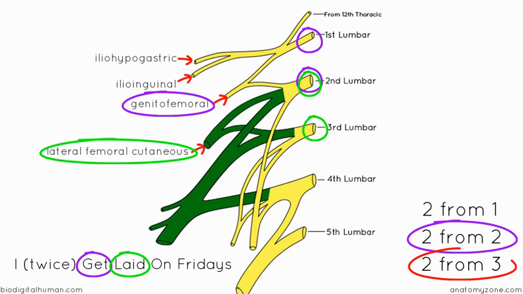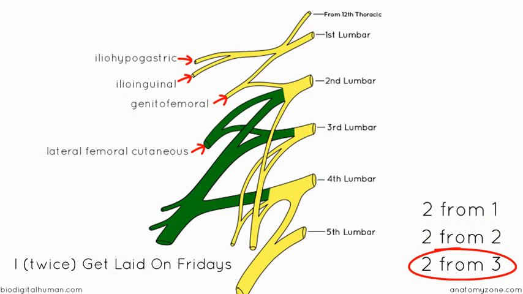So now we are left with 2 nerves from 3 roots. So by process of elimination, we know that these must be the obturator nerve and the femoral nerve. So these are the principal nerves of the lumbar plexus. They innervate the largest muscle groups. So the obturator nerve innervates the muscles of the medial compartment of the thigh, and the femoral nerve innervates the muscles of the anterior compartment of the thigh.